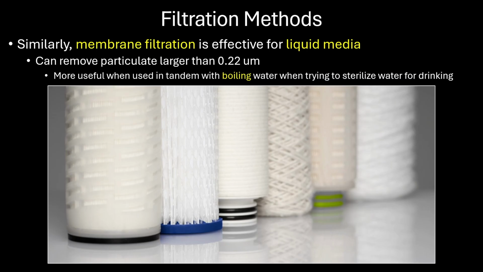Similarly, when we look at liquids, we can also often apply filtration as an effective method of sterilization, where we can literally remove microorganisms of a certain size and larger. So we can remove particulate that is larger than 0.2 microns in size, which is smaller than we can do with air filtration. And this method can be useful when used in tandem with other sterilization practices like boiling water. So we can actually filter water and then boil that water to ensure that anything that might have passed through that filter is now dead.